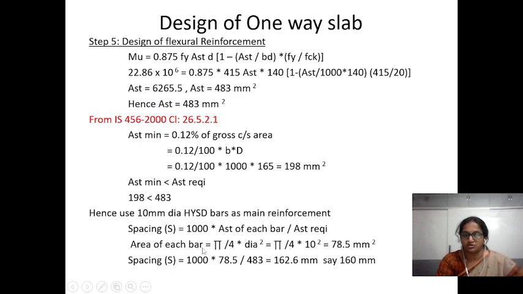So now I have to calculate the area of each bar, which is nothing but circular, pi by 4 into d square. So I have substituted the values. D means nothing but the dia of the bar here. So I have substituted the value and I got the spacing as 162.6 and I have rounded it as 160 mm. So this is the spacing for main reinforcement.